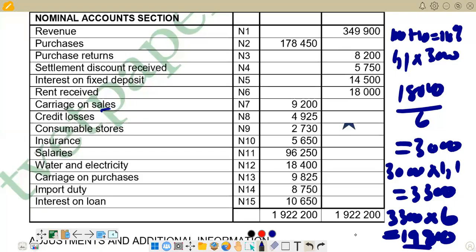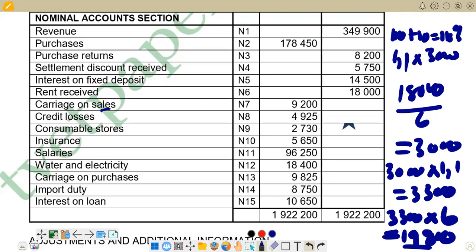So we are supposed to add it. Remember, in accrual, we add, whether it's income or expense, and we do the opposite to prepayment. Prepayment, or paid in advance, we subtract. So we are going to add to the figure that we have for interest received in the list of balances, which is 18,000. We're going to say 18,000 plus 19,800.